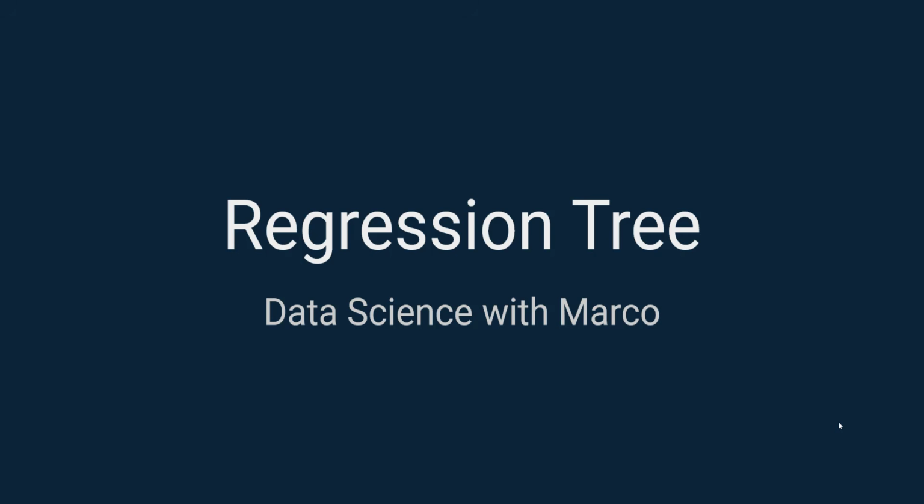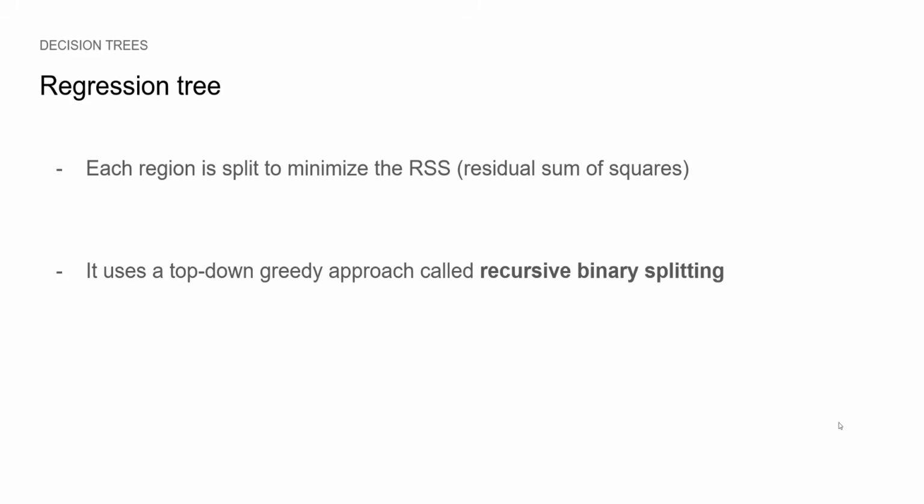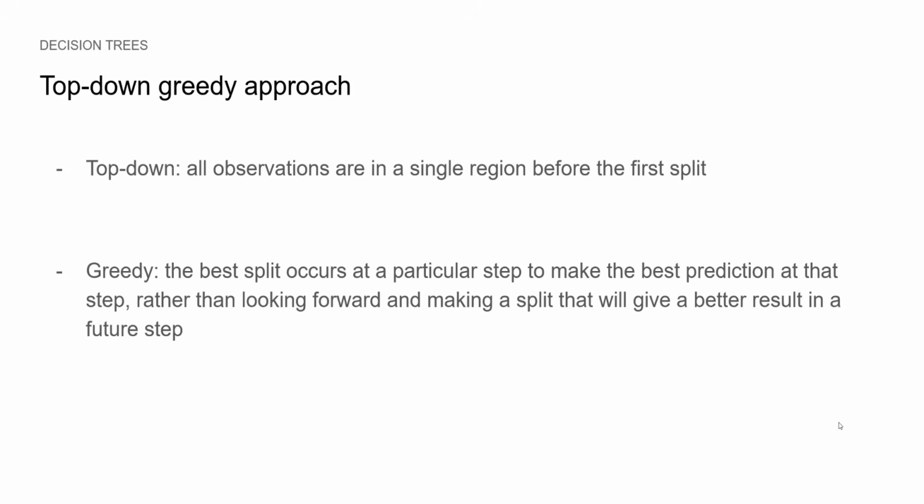Now let's see how a regression tree works. To create a regression tree, we divide the predicted space into J distinct and non-overlapping regions. Then, for each observation that falls in a region, we predict the mean response value of that region. Each region is split to minimize the RSS. It uses a top-down greedy approach, also called recursive binary splitting.